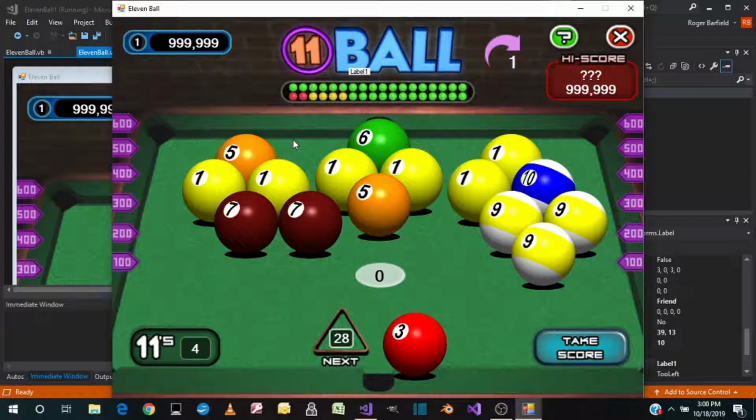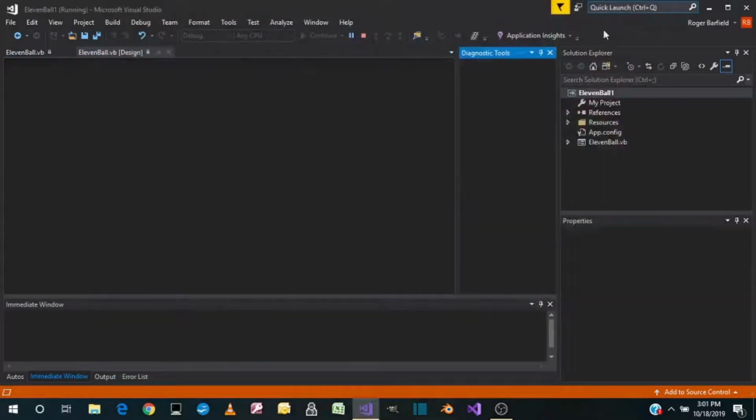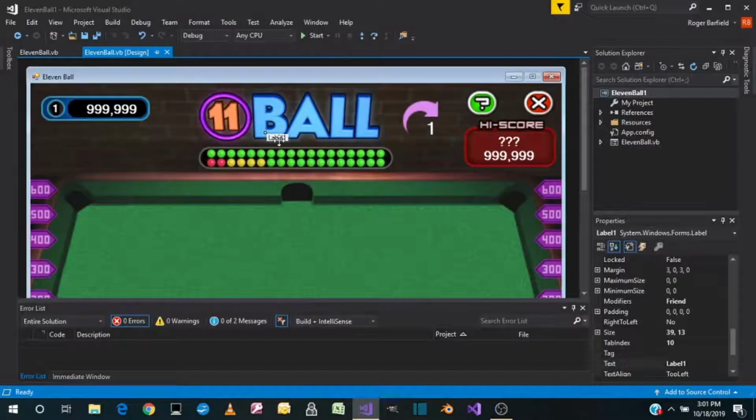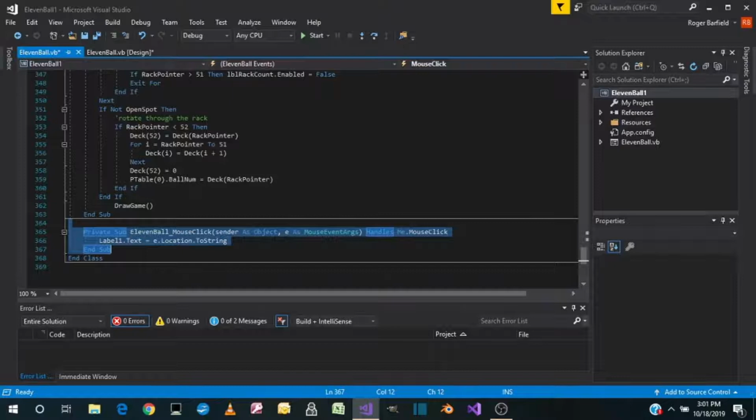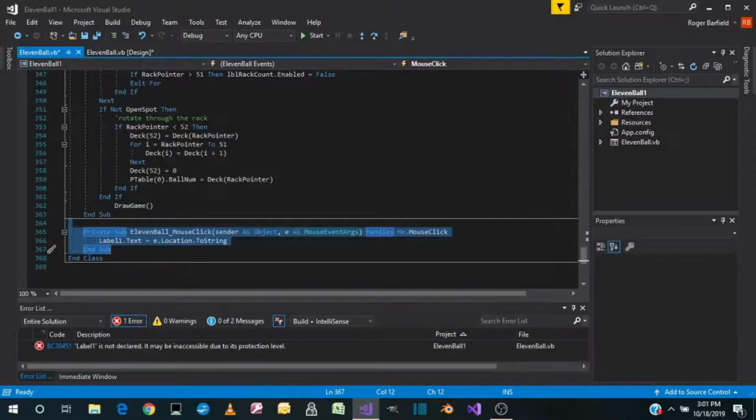We're going to work on the scoring during gameplay, not when the round is over, but just during gameplay. And we've got a little bit of housekeeping to take care of. So let's get to it. First thing is we don't need that label. So let's pick that label and delete it. Let's go over here in our code and delete this 11 ball mouse click.